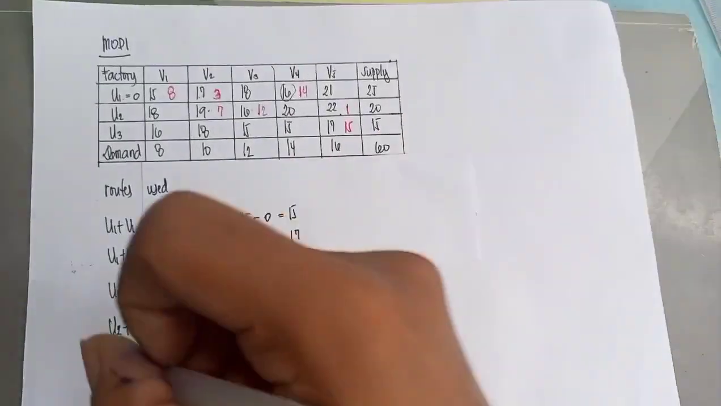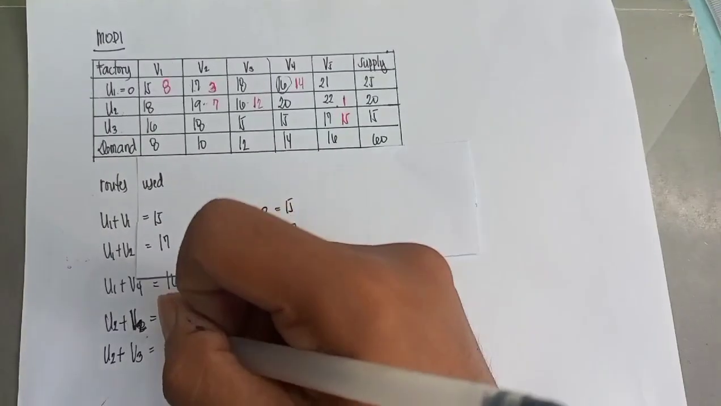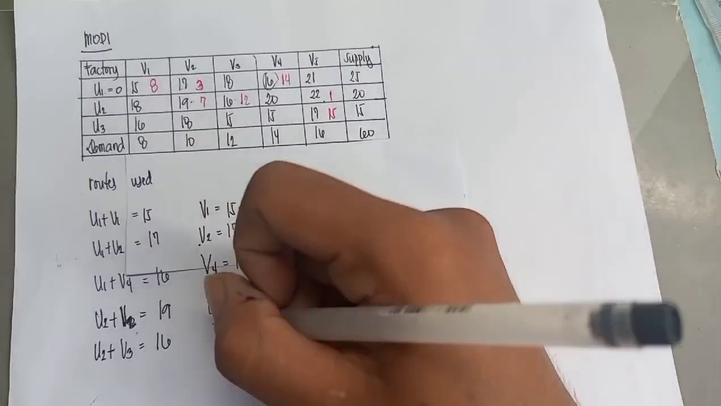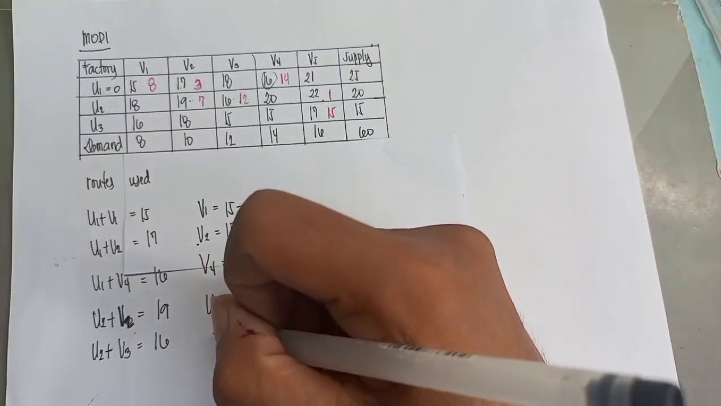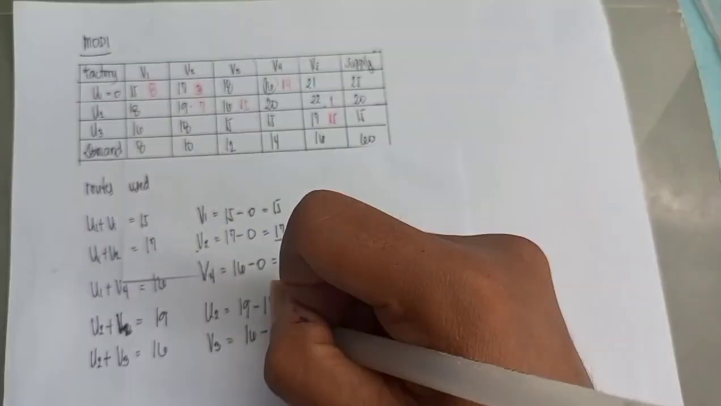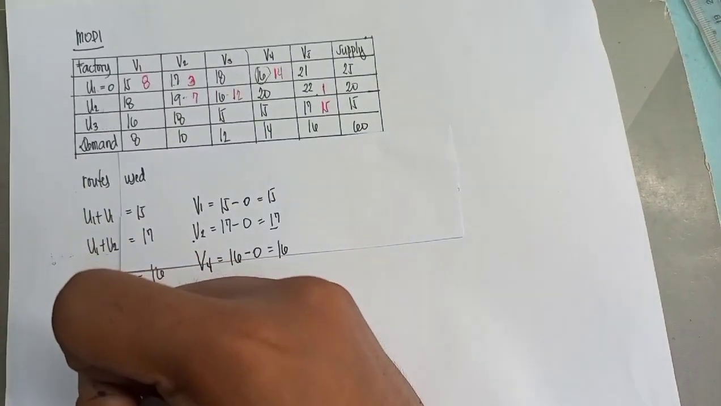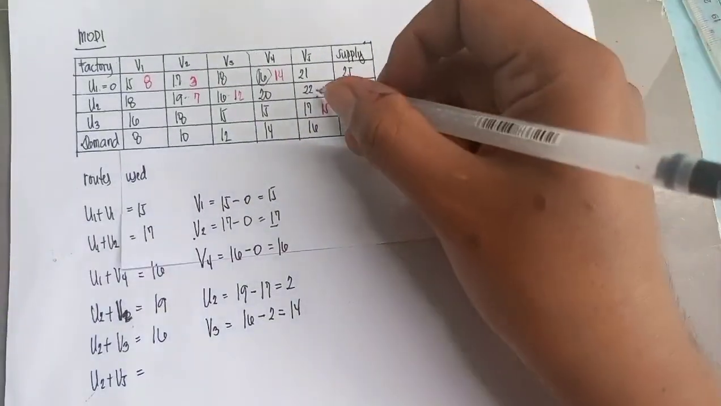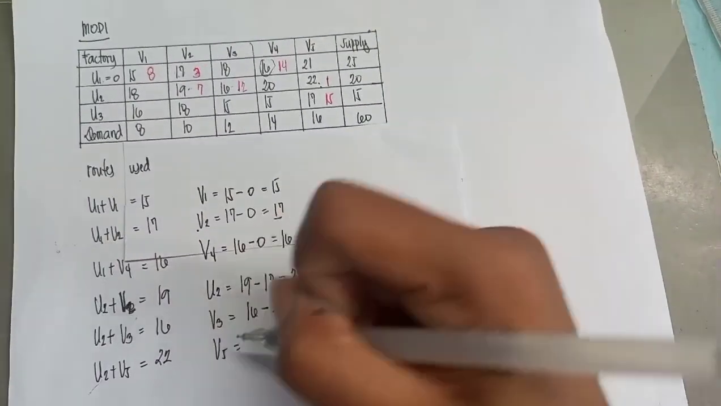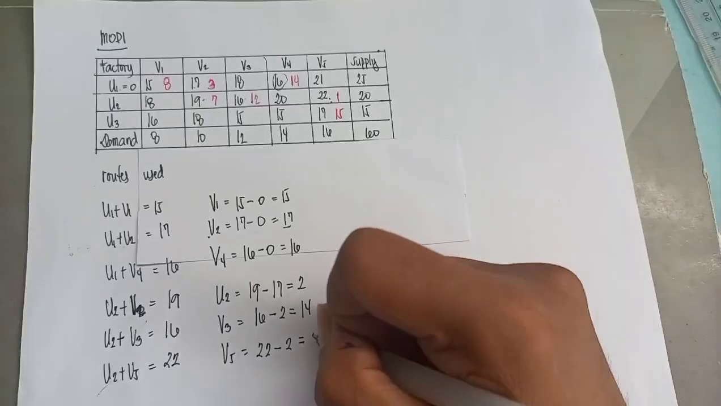Next, in our U2 plus V3. U2 plus V3 is equal to 16. So since we already have the value for our U2, we will look for the value for our V3. So V3 is equal to 16 minus 2, which is 14. Next, U2 plus V5. So U2 plus V5 is equal to 22. And the value for our V5 is equal to 22 minus 2, which is 20.